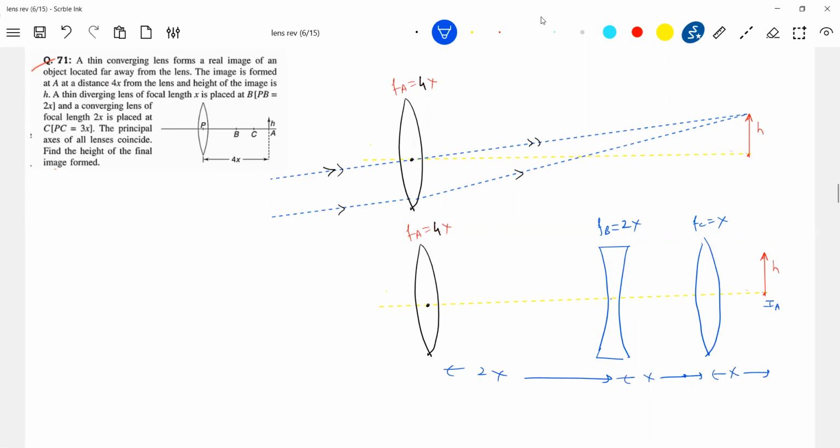The rays are similarly incident, same thing. Now you start with IA. This IA will become the object for lens B, and IB will be formed. That IB will become the object for lens C, and that will be the final image. So what is the height of the final image? For the diverging lens, what should be the formula? 1 by VB minus, so this should be plus 2x, minus 2x.